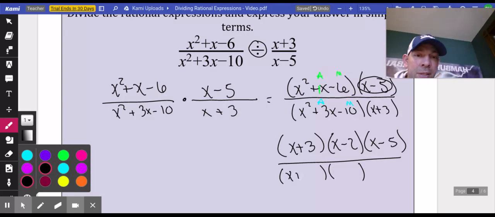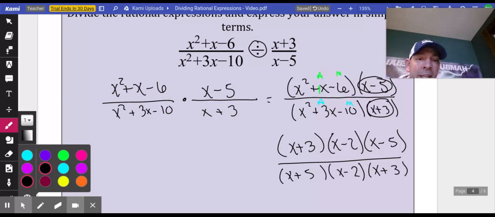I'm picturing x plus 5. I'm picturing x minus 2. And then we'll just rewrite that x plus 3 because it can't be factored any further than it already is. And let the fun begin. So we've got, and again, these are all factors because they're separated by multiplication signs.